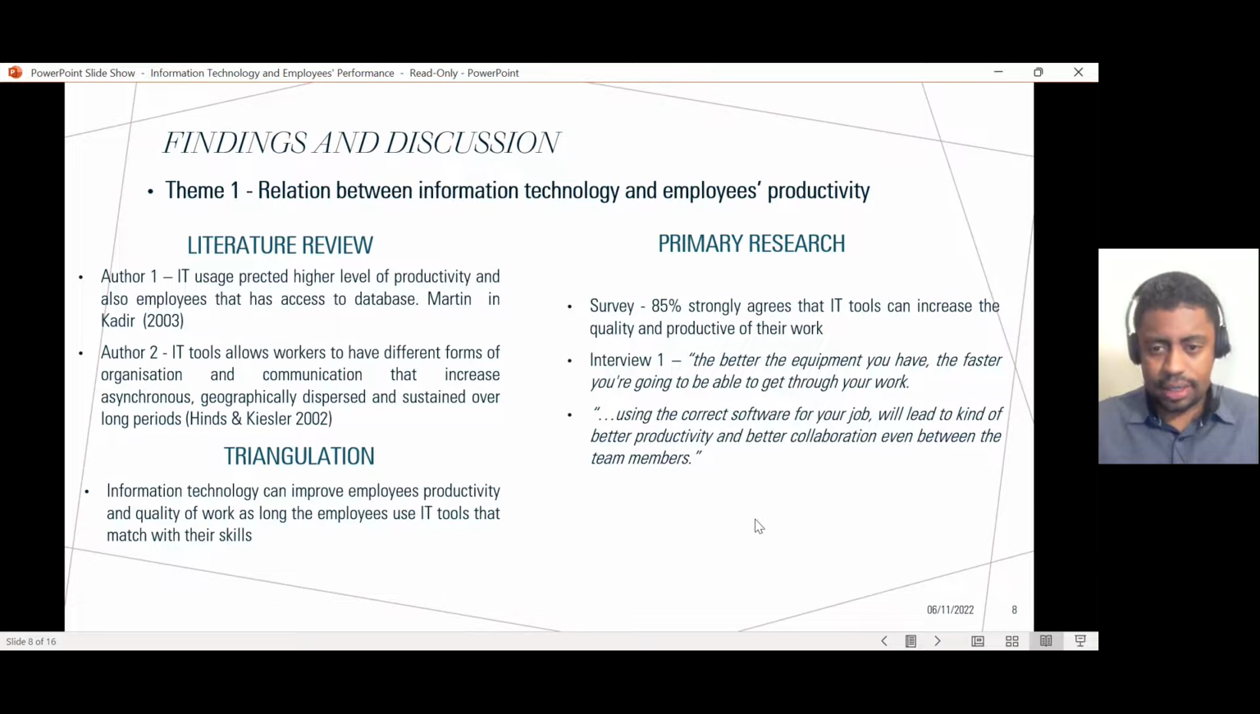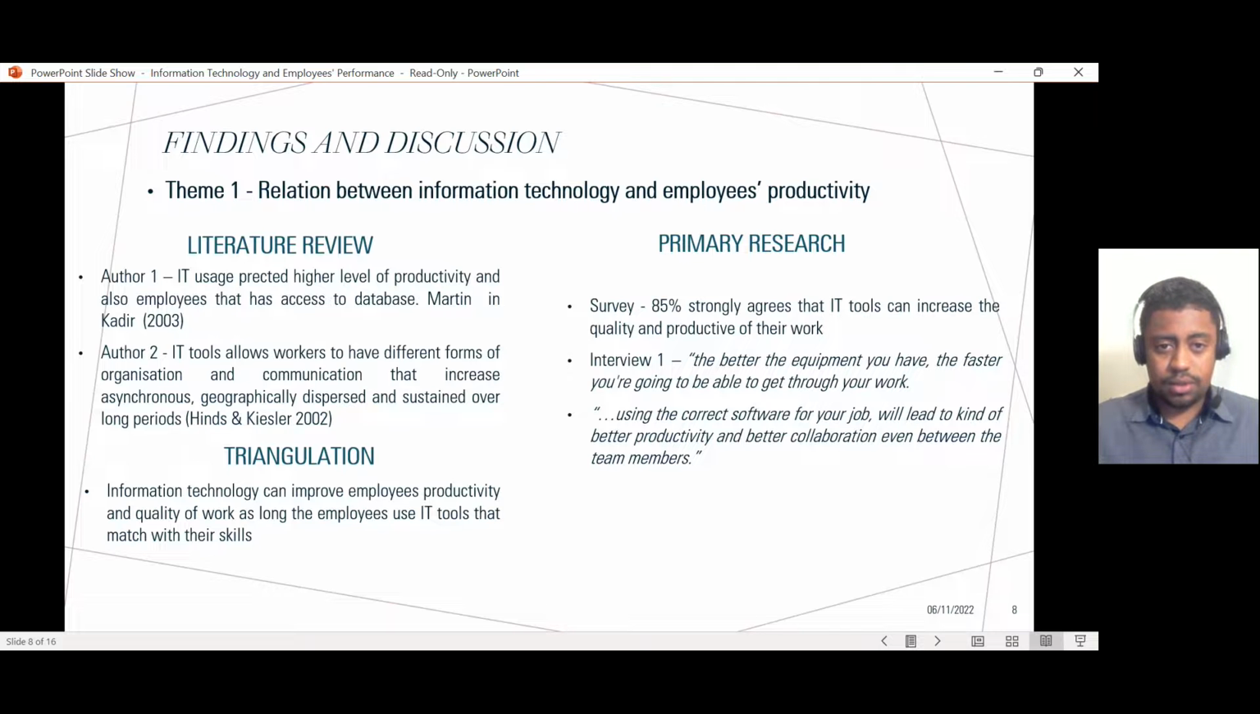However, there's another point here: using the correct software for your job will lead to better productivity and better collaboration, even between team members. So it's not just about having the best equipment or the fastest one. It is about having the right and appropriate IT tools that match the employees' skills.